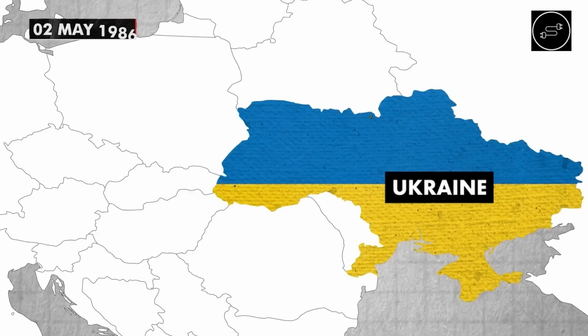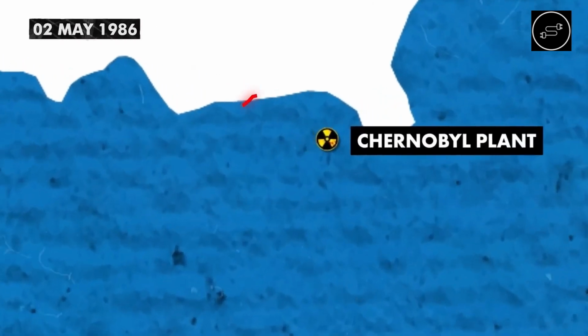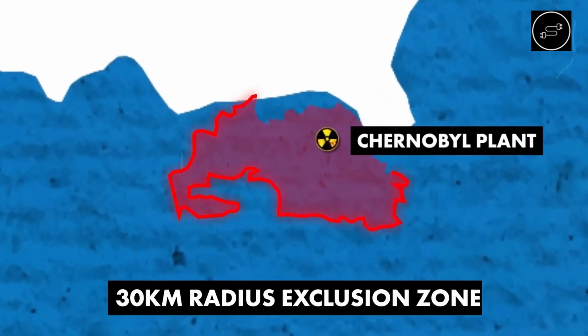By May 2, 1986, a 30 kilometers radius around the plant was declared an exclusion zone. Only scientists and government officials were permitted entry.